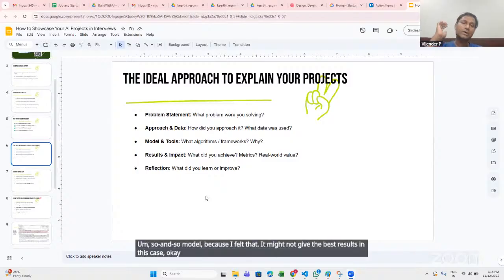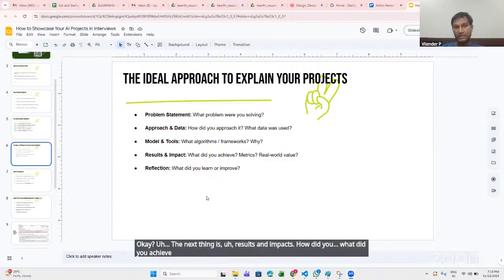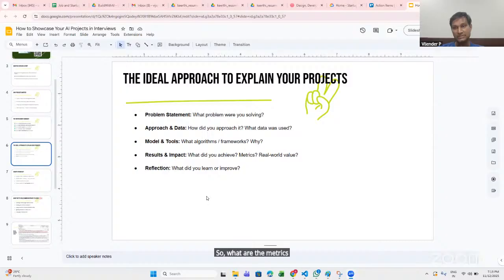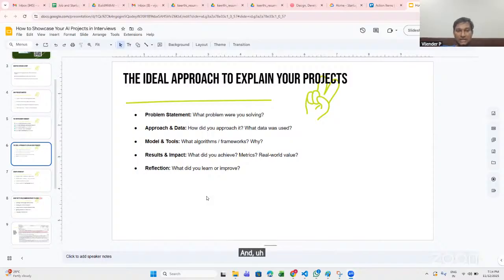Okay. So results and impact. The next thing is results and impact. What did you achieve? So what are the metrics? What was the real world value out of that? You must be able to talk about, okay, I used this algorithm and by using this algorithm, I was able to achieve so and so. And these are the metrics which we observed, and this is the real world value that this project got when I worked on this, right?